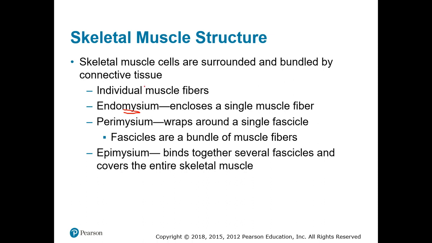Then we have several of these muscle fibers bunched together into something called a fascicle. So I'm actually going to look down here where it says fascicles. These are a bunch of muscle fibers grouped together, and this fascicle is actually wrapped around with another type of connective tissue called perimysium. And then what happens is several of these fascicles are bunched together, and these bunched together fascicles are actually bound by something called epimysium.